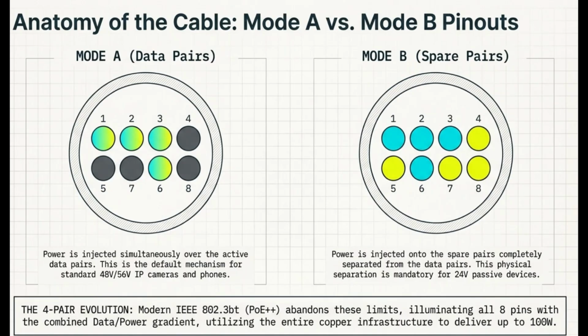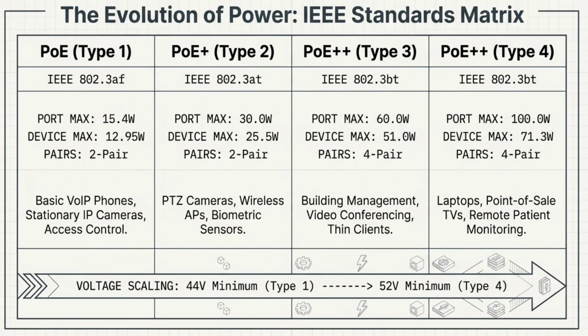Like the Mode A versus Mode B pinout tables? Yes, or the intricate 5-event classification process for the IEEE 802.3bt standard. Keep the core, default narrative strictly focused on practical implementation, letting the reader decide when to click into the raw electrical engineering data. Right. They can pause to read it or just keep scrolling.